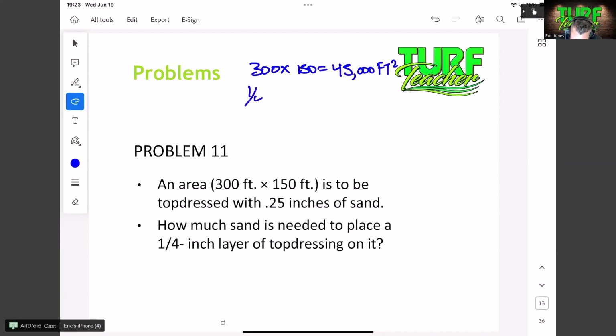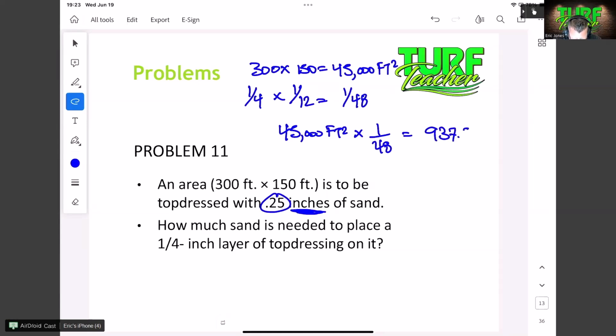So this gets just a little bit tricky. So we got a 1/4 times 1/12 gives us the 1/48. We're doing 0.25 inches. So an inch is the 1/12, and we're doing 1/4 of that. So we got actually the 1/48. We take our 45,000 square feet times 1/48 is 937.5. I'm going to go ahead and round this up to 938.